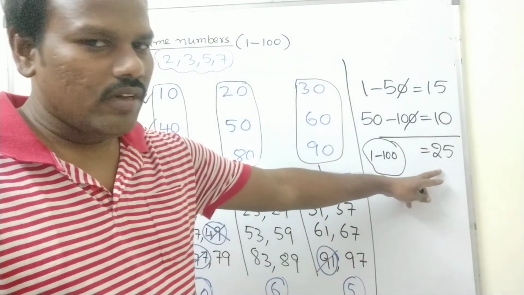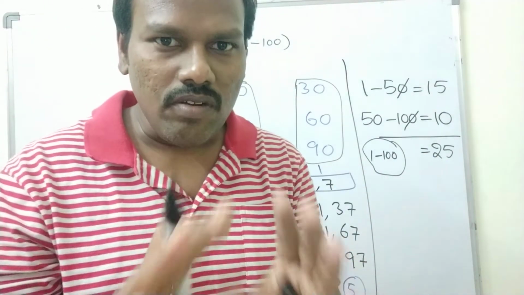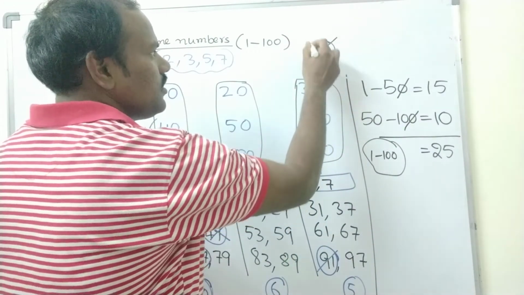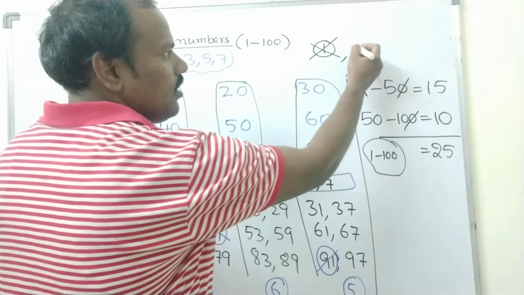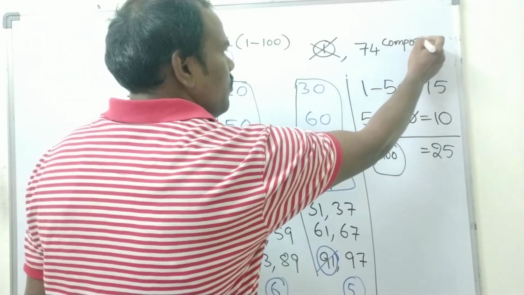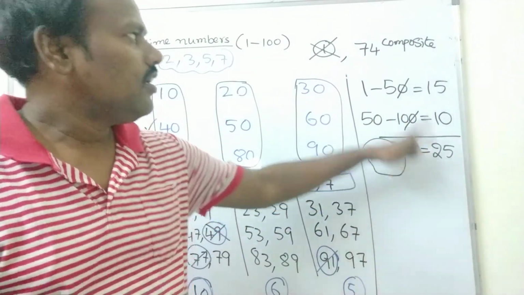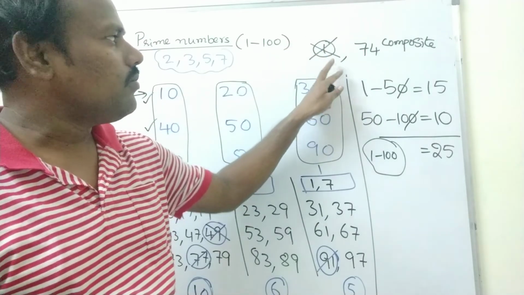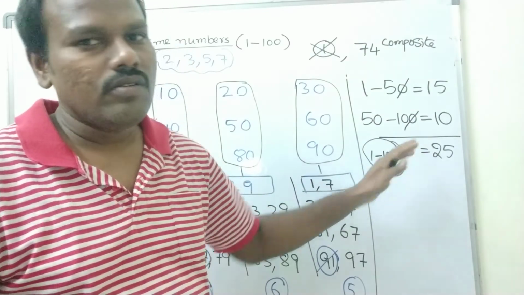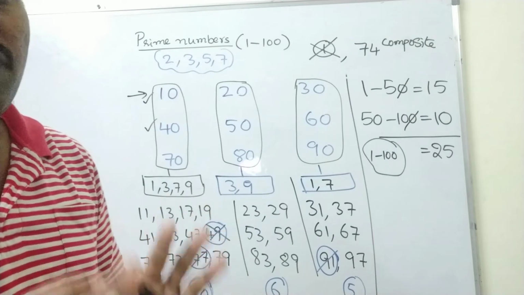Now if 25 out of 100 are prime numbers, 75 are non-prime numbers. Out of 75, 1 is the only number which is neither prime nor composite. So 74 are composite numbers and 25 are prime numbers, and 1 is neither prime nor composite. So 74 plus 1 is 75, and with these 25 numbers altogether 100 numbers. So very simply you can remember this concept, very helpful.